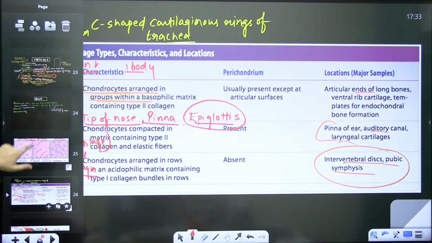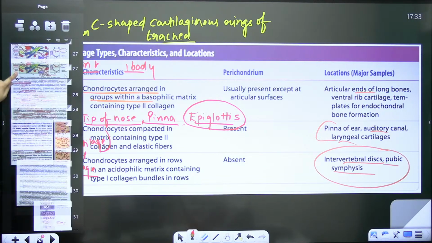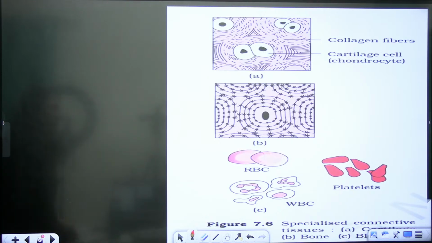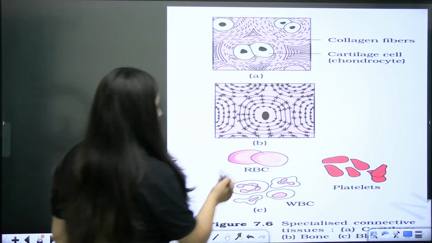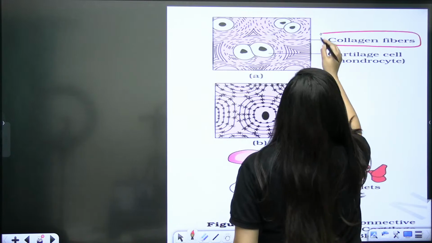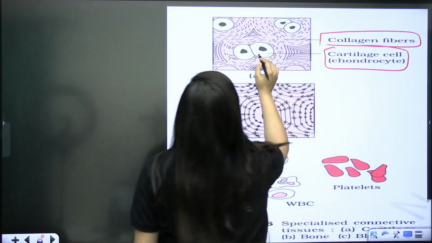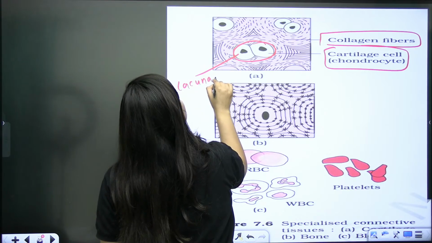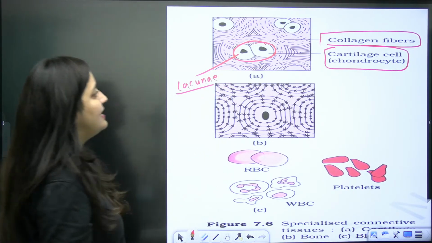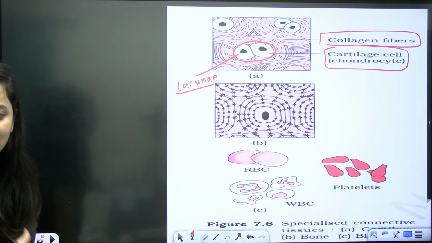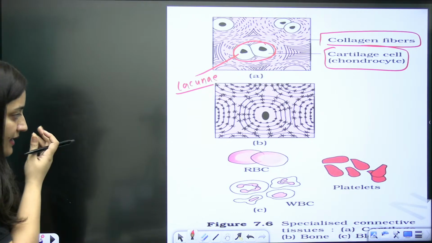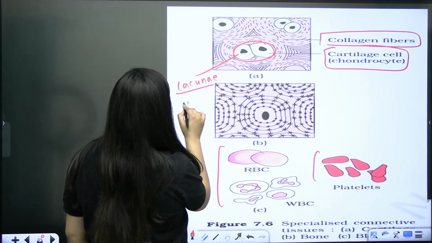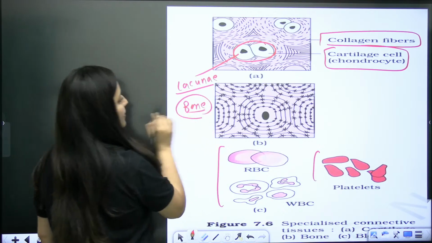Now when you talk about the bones, wait, I'll show you the image also. This is the diagram from the NCERT. Can you see this? See the collagen fibers and cartilage cells. These chondrocytes are present in spaces, and for these spaces we use the word lacunae. Here I told you already what is present in the case of blood. And this section is of bone. Let me explain this part to you.